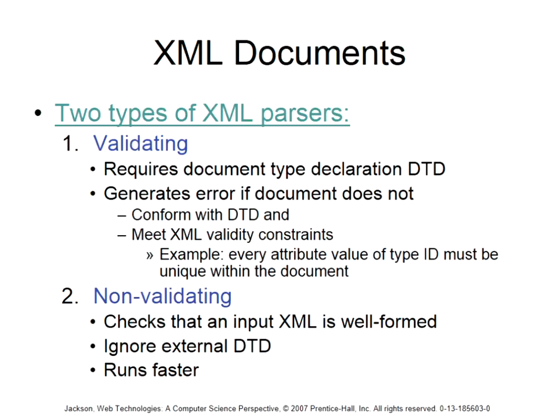It must also meet XML validity constraints. For example, every attribute value of type ID must be unique within the document. This is a constraint. We cannot find two ID attributes with the same value in a document. So our parser is a validating parser. In this case, it can use the DTD file to generate an error if the document does not conform with this DTD file and meet XML validity constraints.